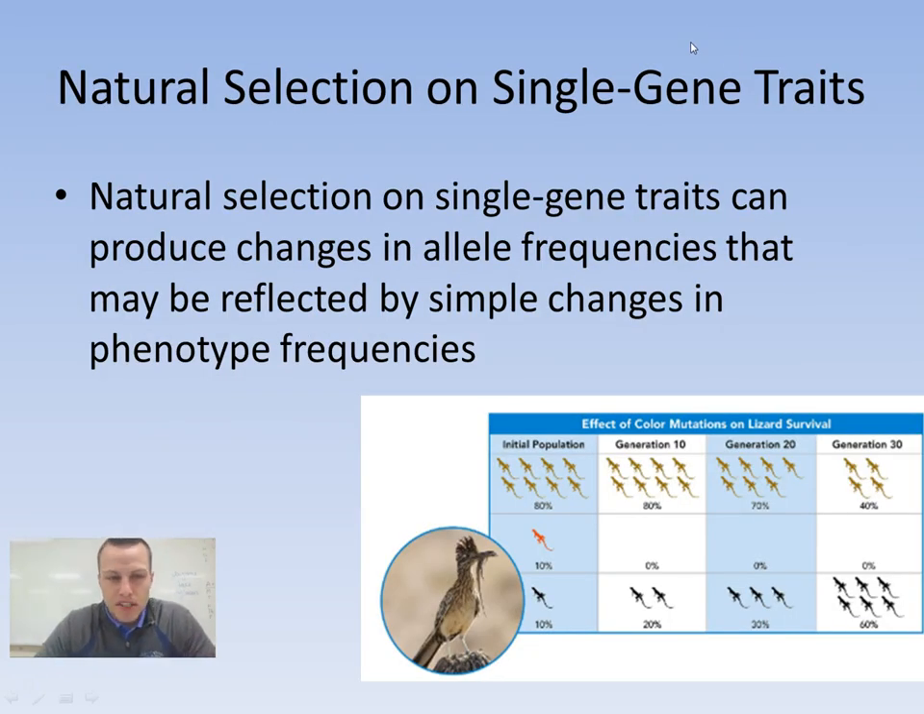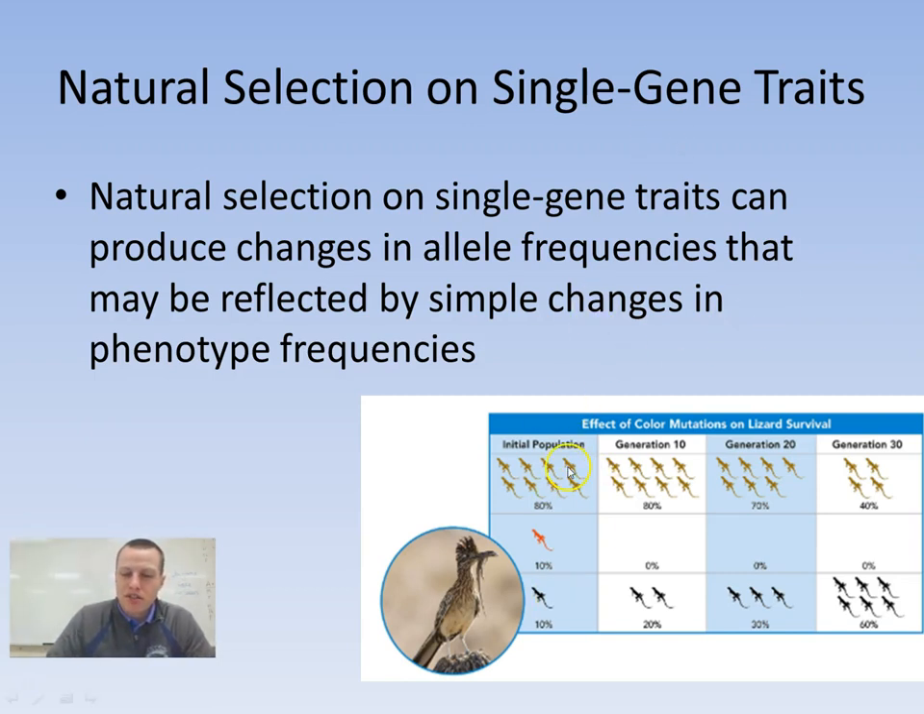Okay, so natural selection, we'll talk a little bit more about this on single gene traits. This is pretty simple here. Natural selection on single gene traits can produce changes in allele frequencies that may be reflected by simple changes in phenotype frequencies.